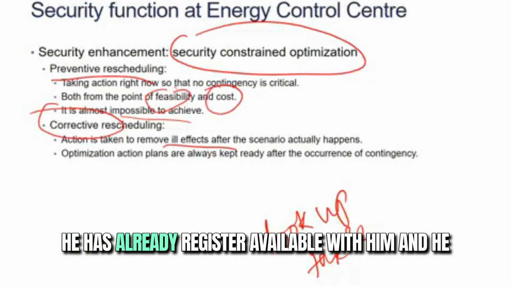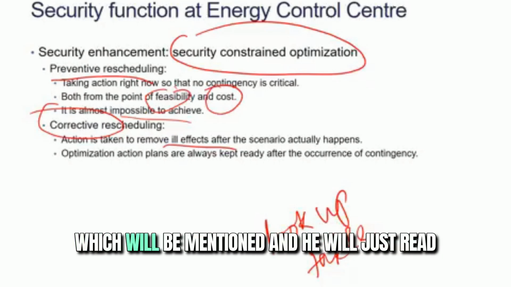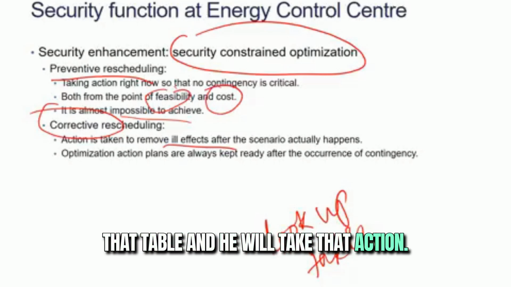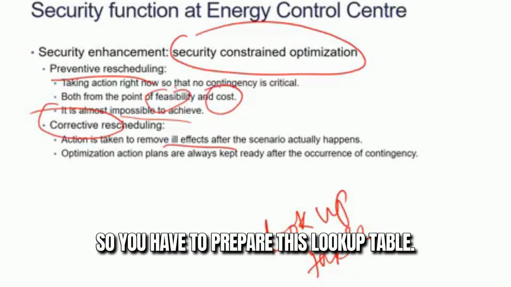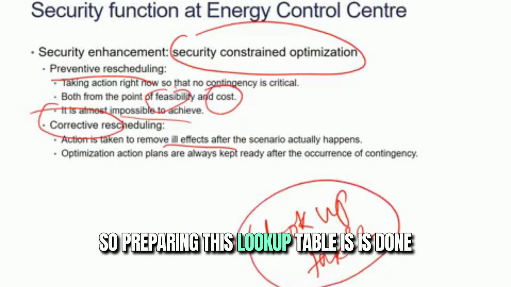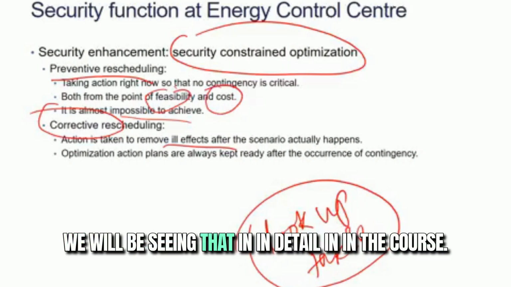He already has a register available with him, and he knows that against each line there will be some action mentioned. He will just read that table and take that action. So it is as simple as that. So you have to prepare this lookup table. Preparing this lookup table is done in corrective action planning or corrective rescheduling. We will be seeing that in detail in the course.